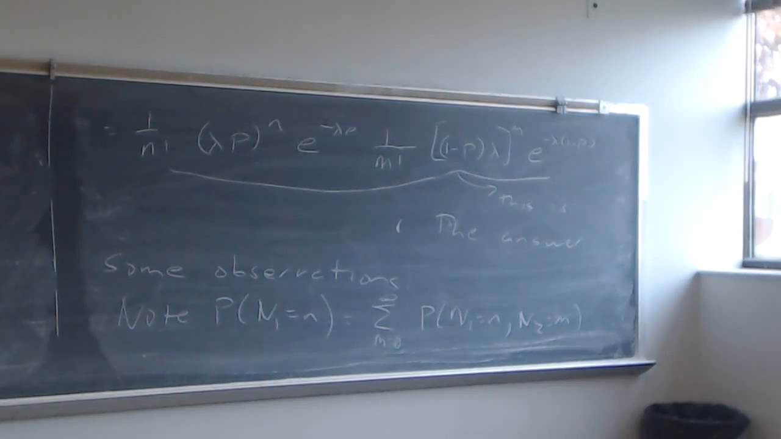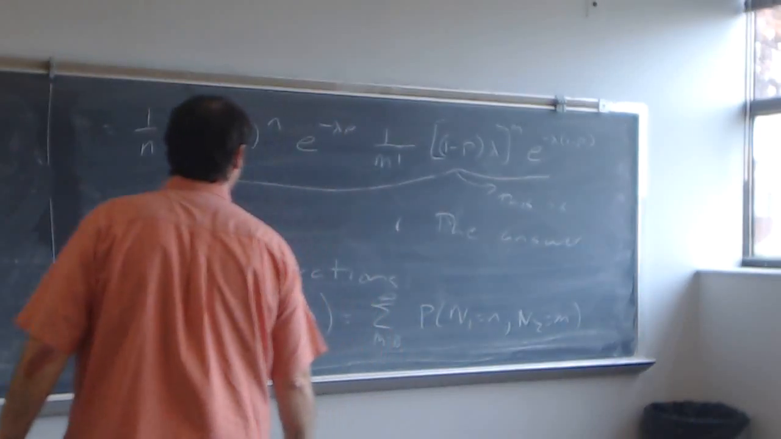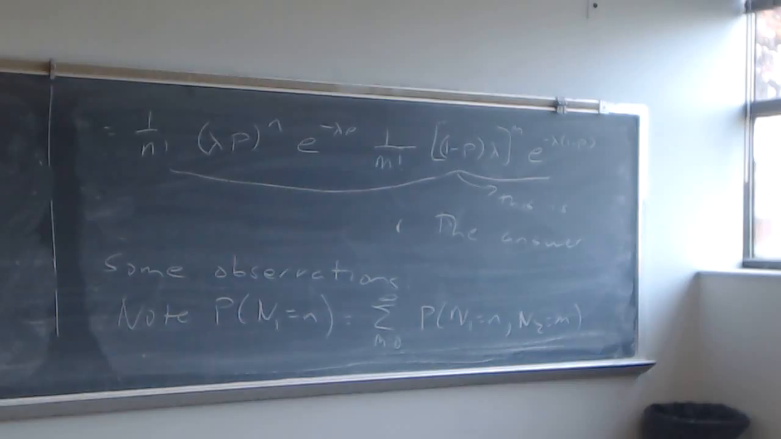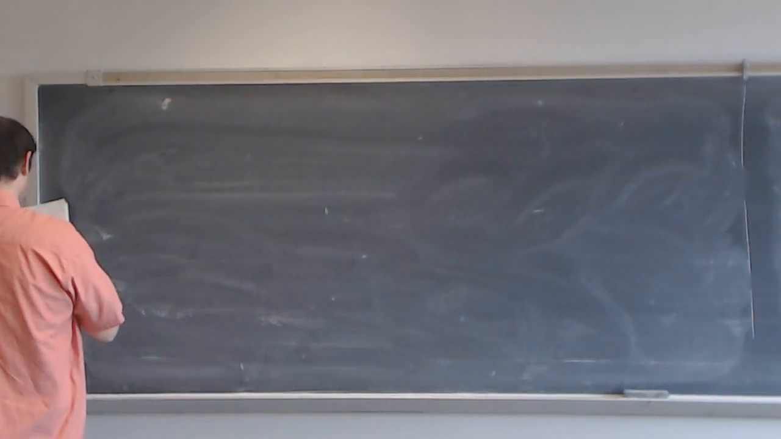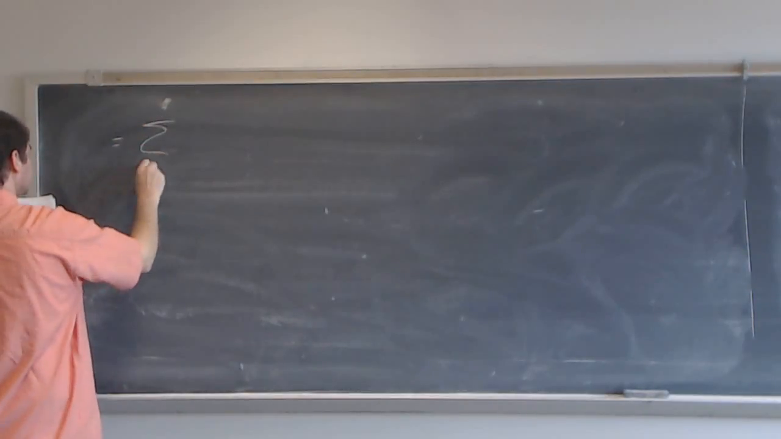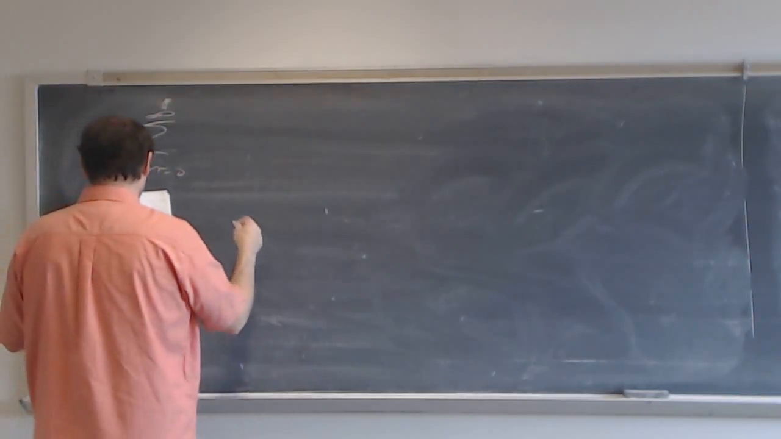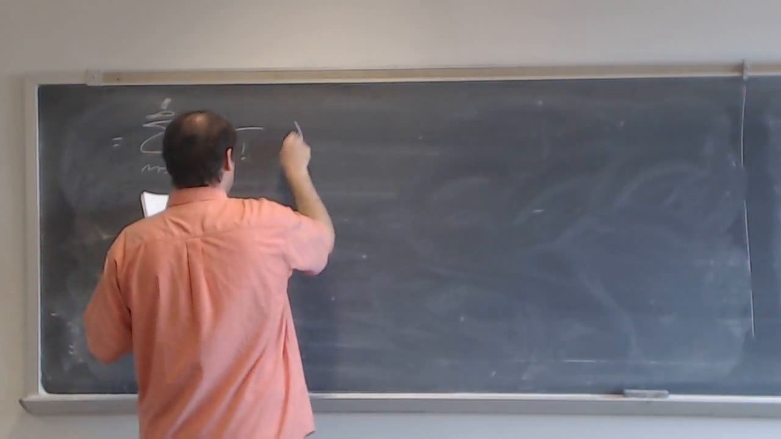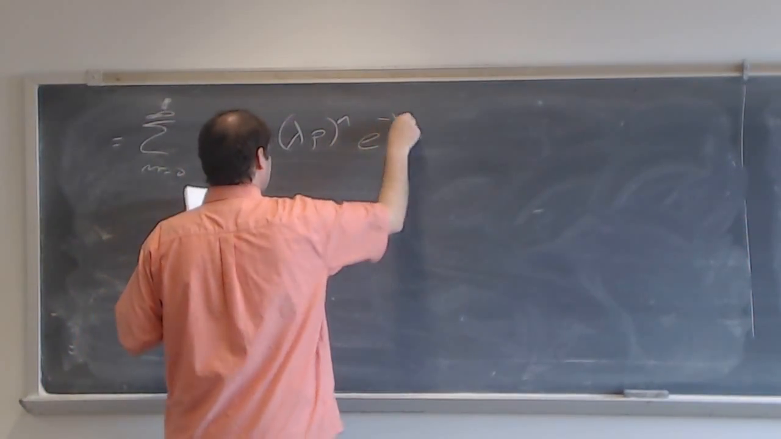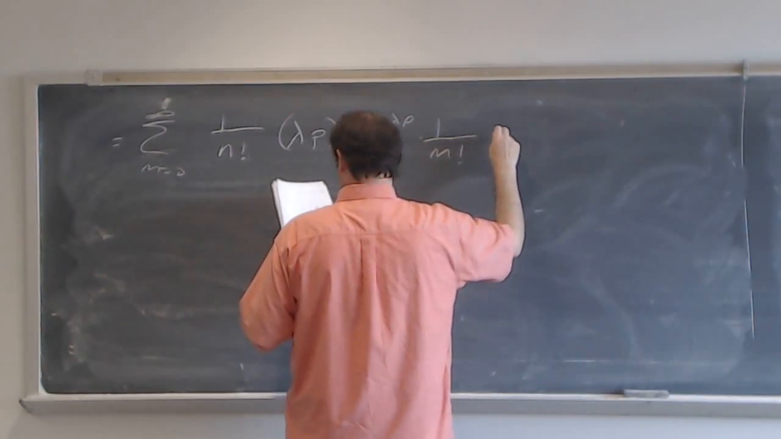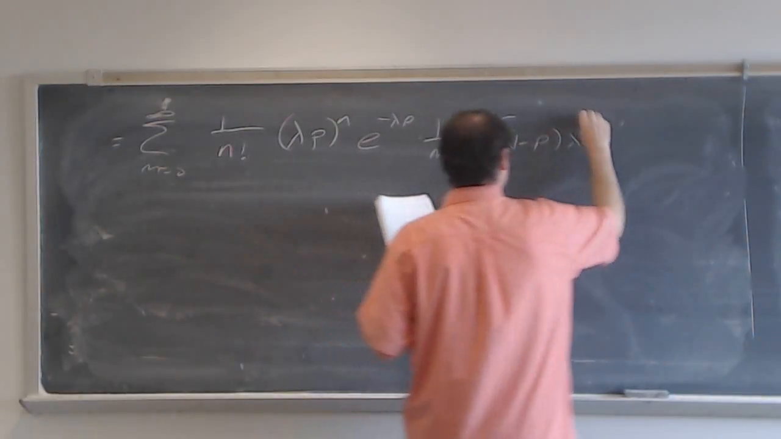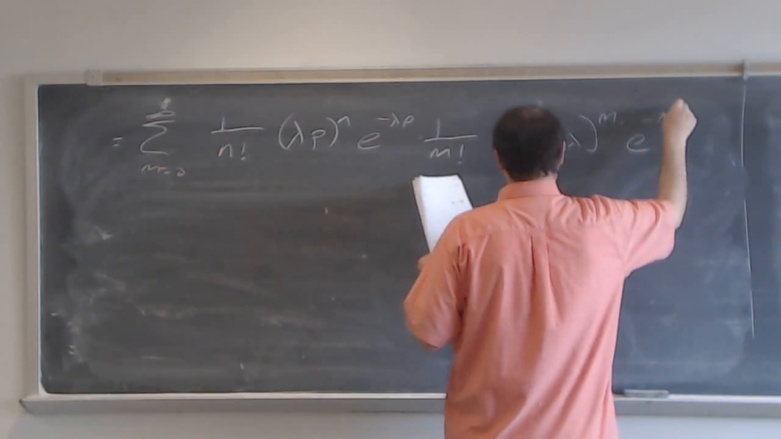But really we know it's probability mass, because look at our answer: the m's and n's are natural numbers. Now that's equal to the sum as m runs from 0 to infinity of the joint PMF we just found. It's 1 over n factorial, lambda p to the n, e to the minus lambda p, 1 over m factorial, times 1 minus p times lambda to the m, times e to the minus lambda times 1 minus p.